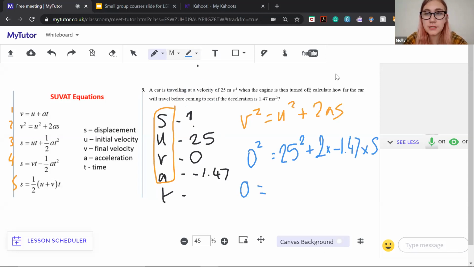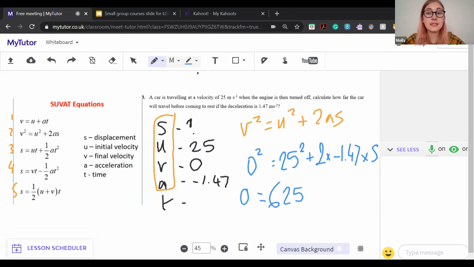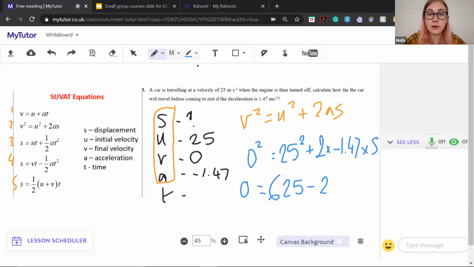25 squared is... Oh, I've said no to people. I've just realized that I've worked out incorrectly. So you might have been right. I did 25 squared as 15 squared. So 25 squared is in fact 625. And then 2 times minus 1.47 is minus 2.94.